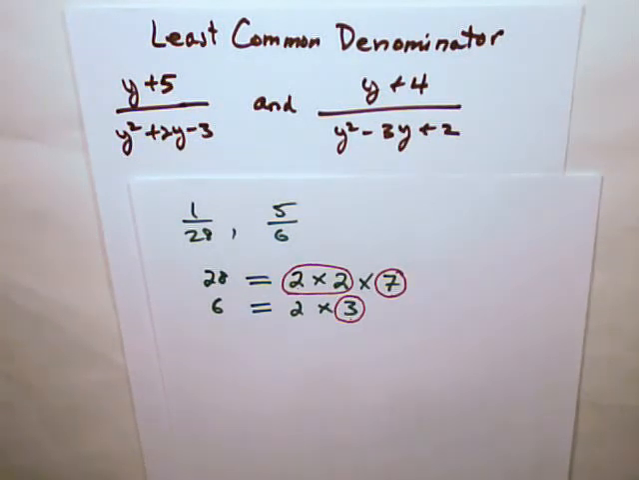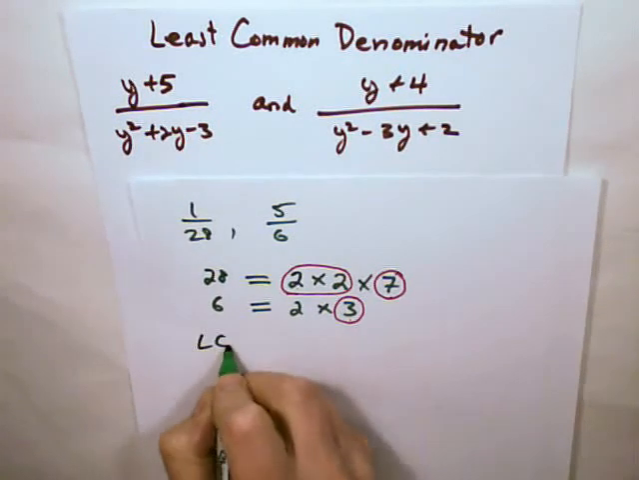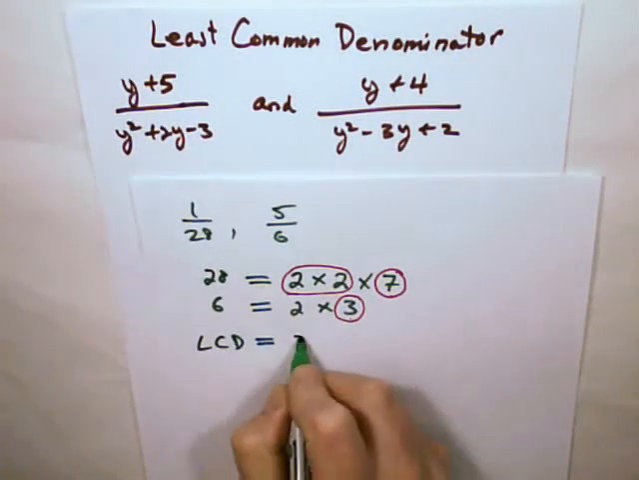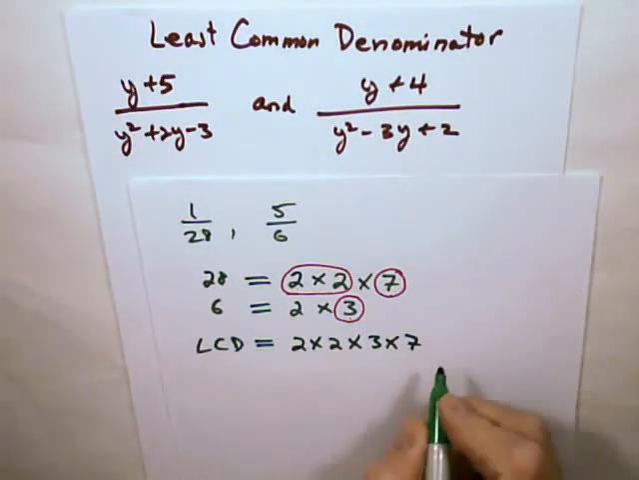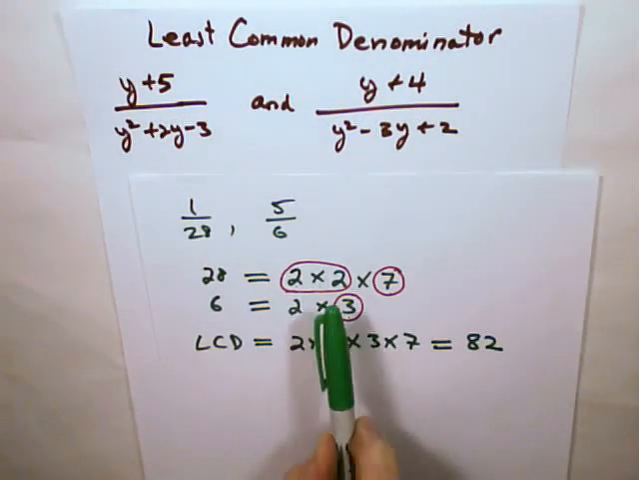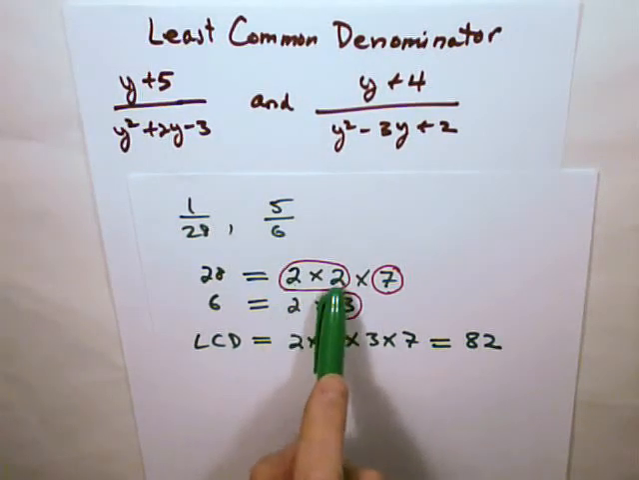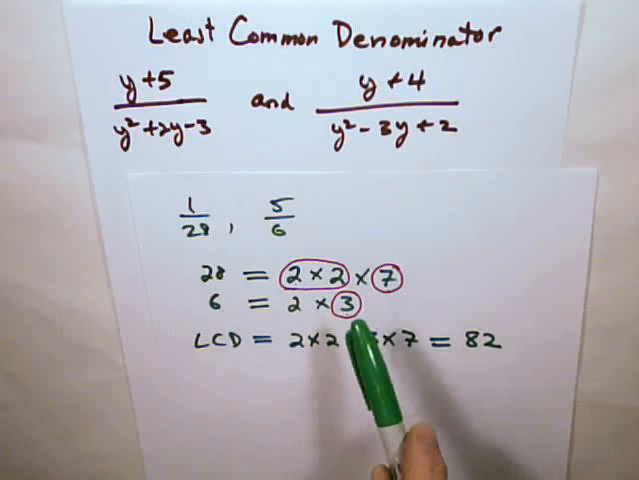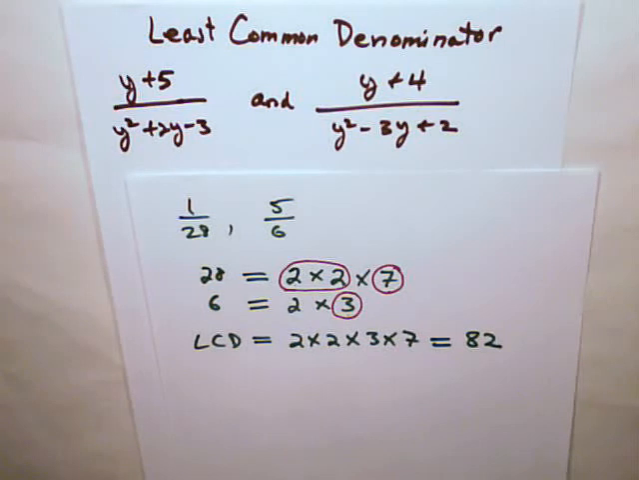So in order to find that least common denominator, my LCD, in this particular case, is going to be 2 times 2 times 3 times 7. And that all ends up being 84. Okay, so you see how I did that? I found prime factors of each one of the denominators. I identified the prime factors, and for each prime factor, I took the most number of times that it occurred. Then I multiplied all those together, and that turns out to be my least common denominator.